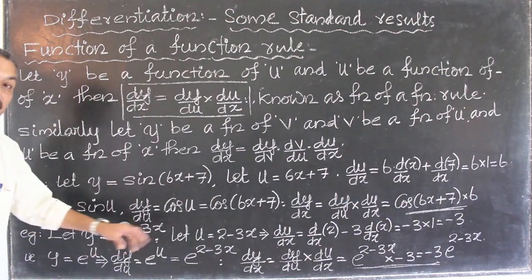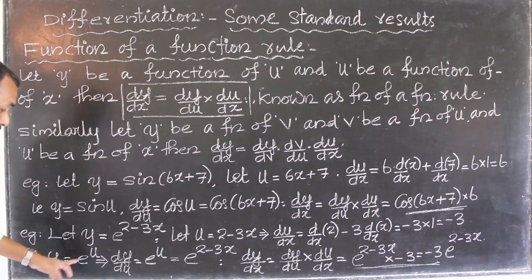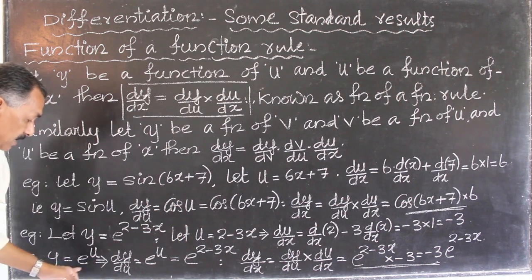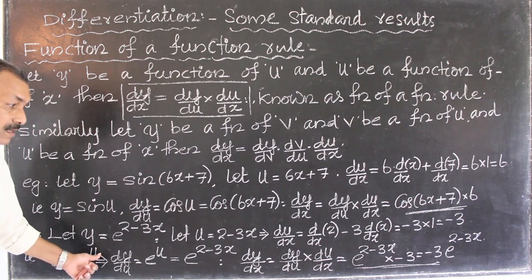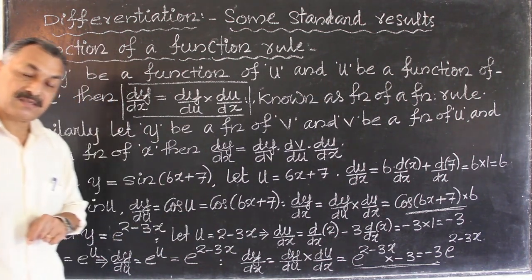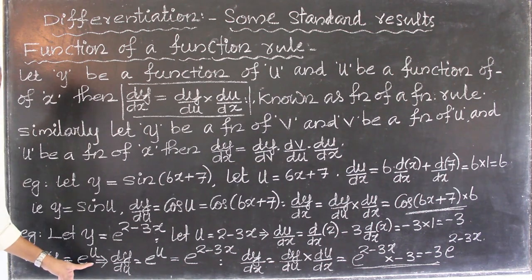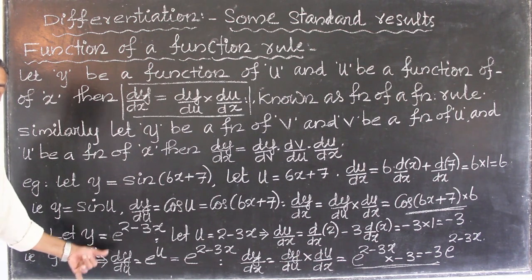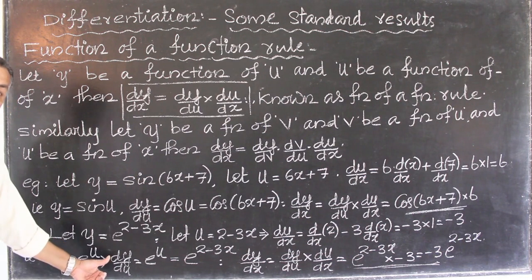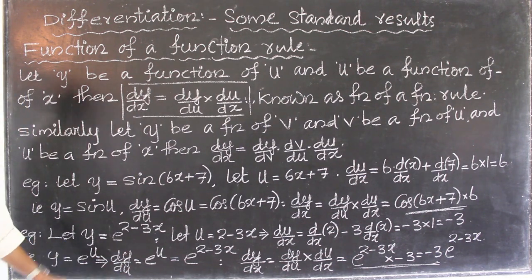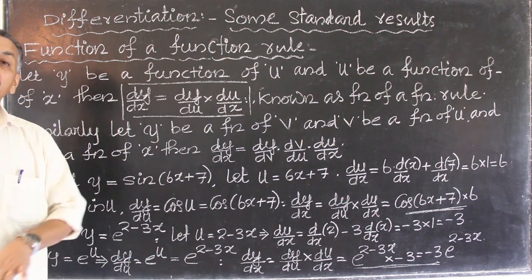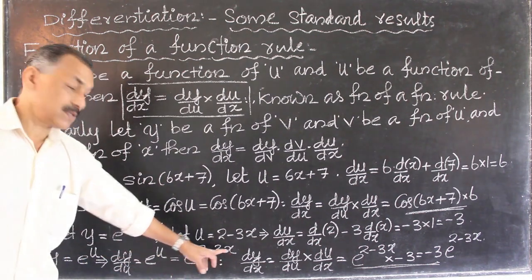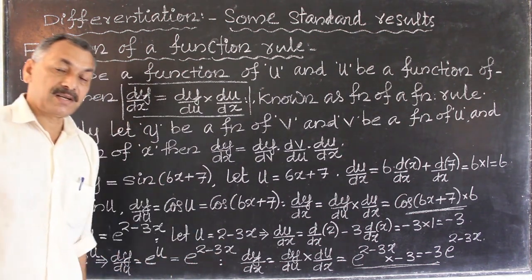Then what is y? y is equal to e raised to 2 minus 3x, that is e raised to u. So y is a function of u, and u is a function of x. Then what is dy by du? We differentiate y with respect to u only. dy by du is the derivative of e raised to u, which is e raised to u, that is e raised to 2 minus 3x. Now what is dy by dx?